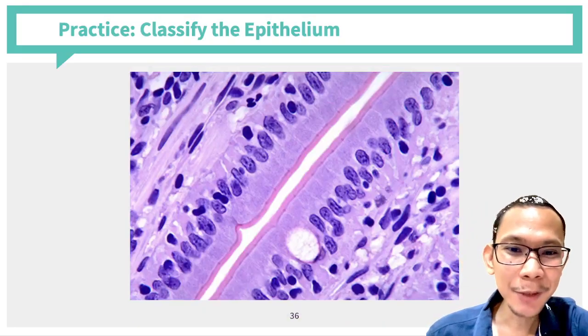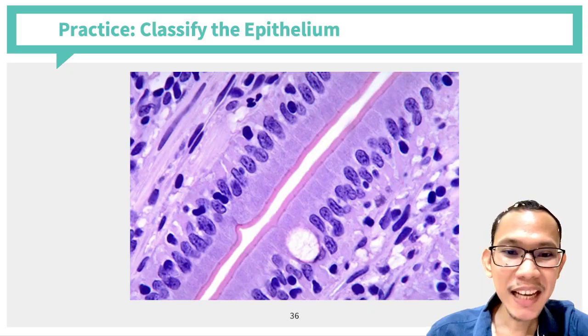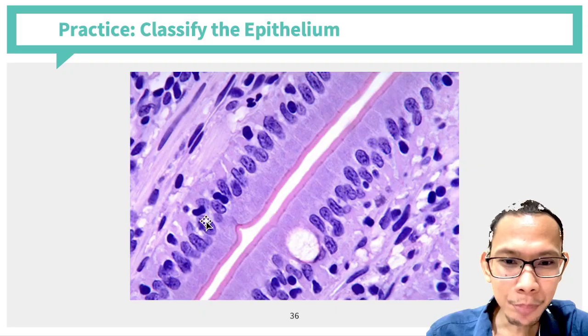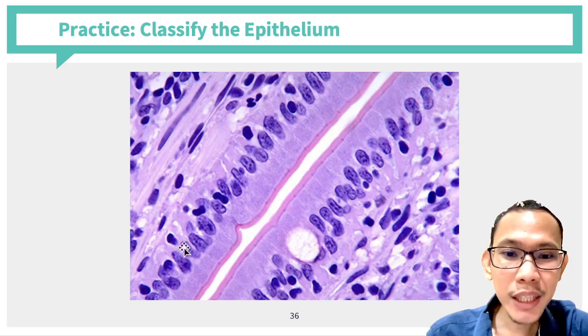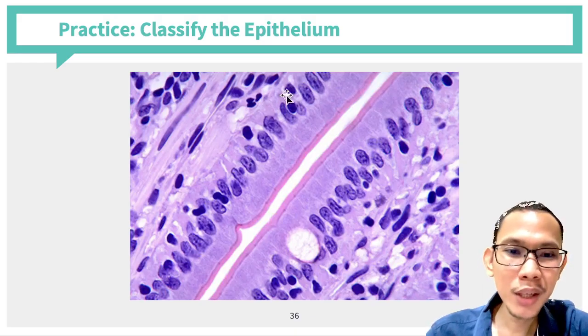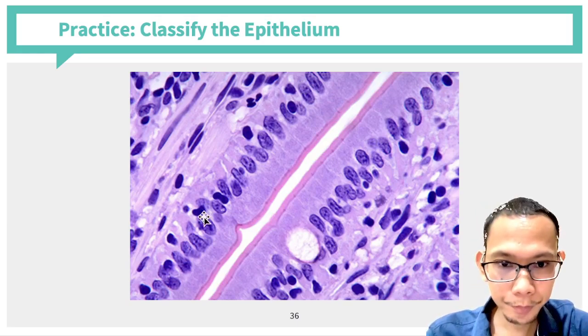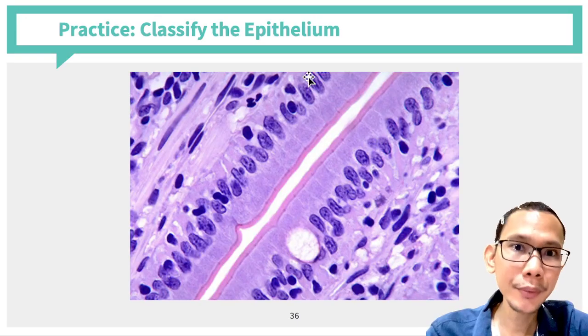How about this one? Classify the epithelium. How many layers? Tingnan nyo, ang mga nucleus ay na-align lang sila. So, there's only one layer. What is this layer? How many layers? One layer.